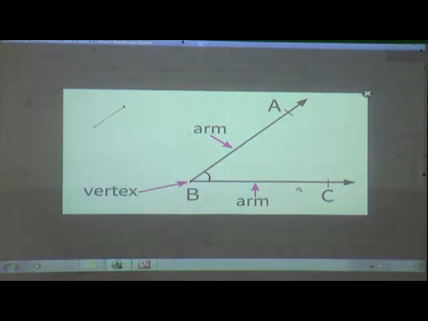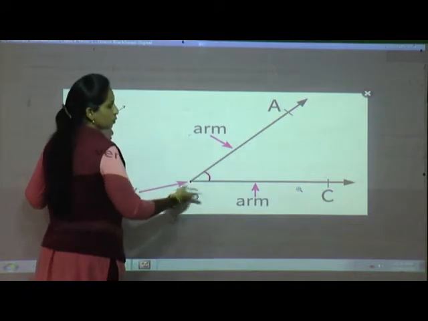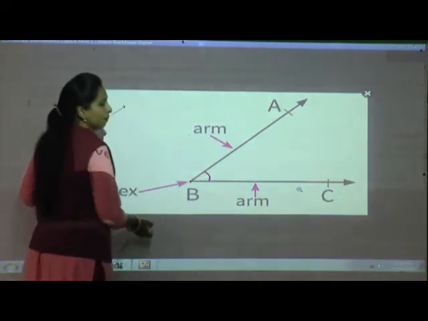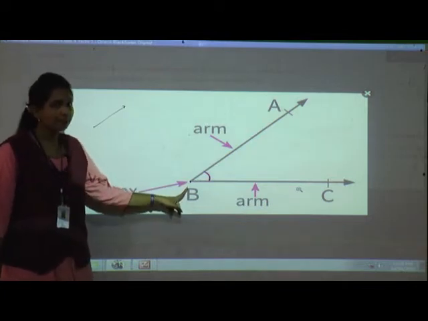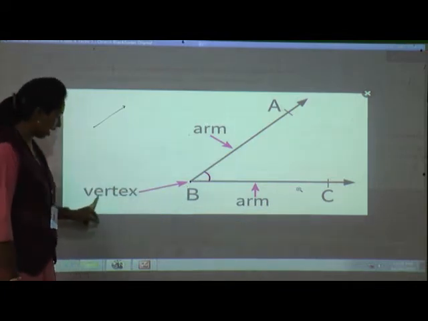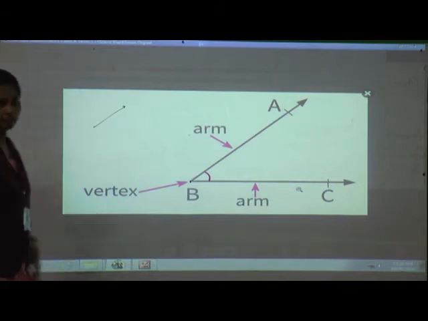The common point B is called the vertex. Now what is it called? See, we have joined these two rays at the common point, that is B. So we should not call it a point B. We have to call it the vertex. Keep in your mind, vertex.